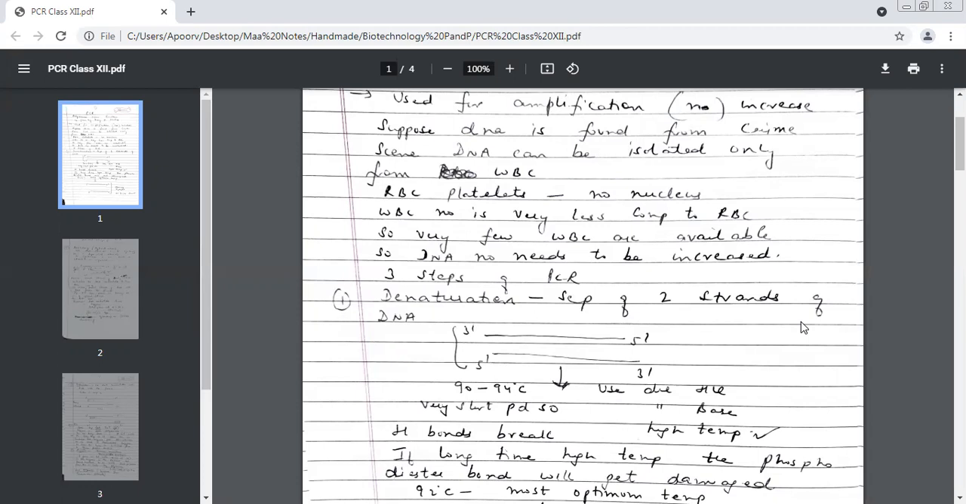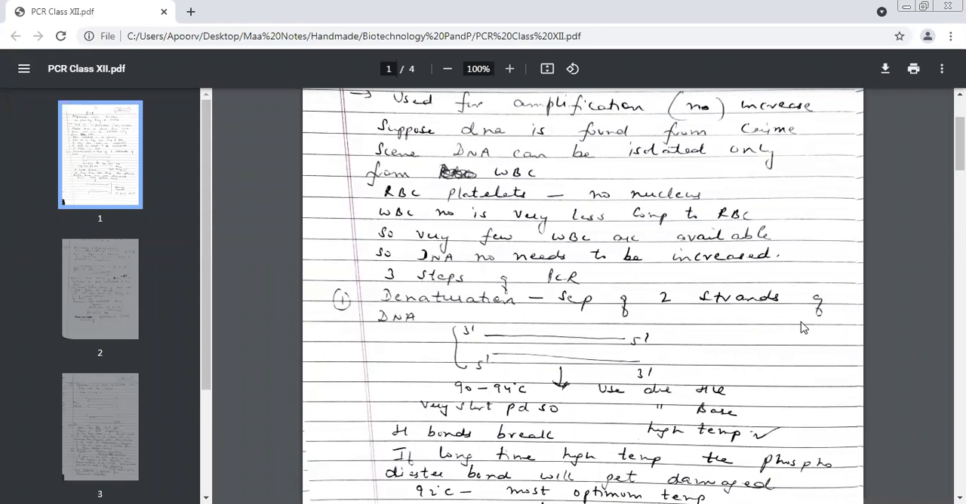Name the reaction. What is this reaction? PCR. What is the name of the reaction? Polymerase chain reaction. There are three main steps in PCR.